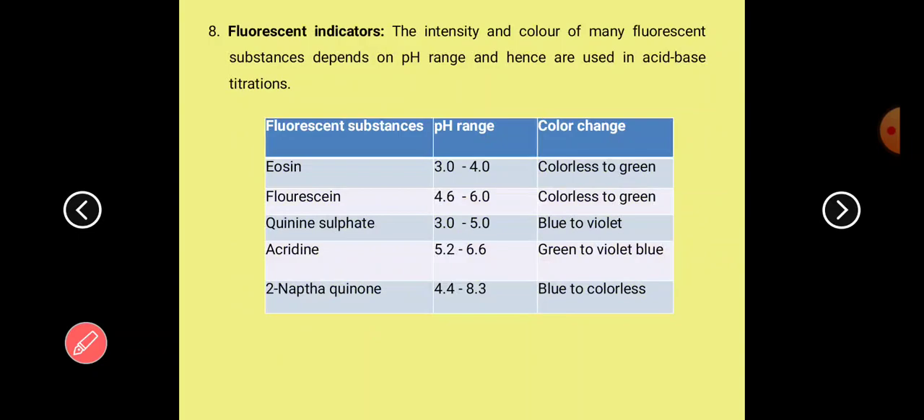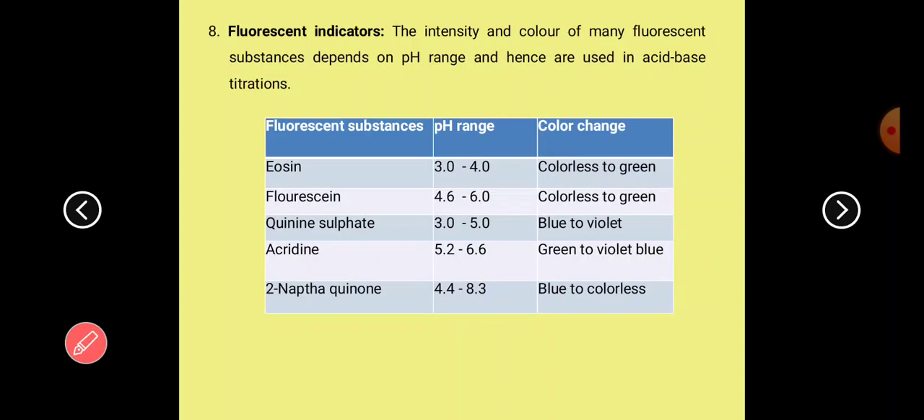Next, fluorescence indicators. Here, the intensity and color of many fluorescent substances depend on the pH range and hence are used in acid-base titrations. You can see the fluorescent substances, their pH range and color changes. Fluorescent substances are like eosin, fluorescein, quinine sulfate, acridine, 2-naphthoquinone. And their color changes you can observe here. So these are the applications involved in fluorimetry.